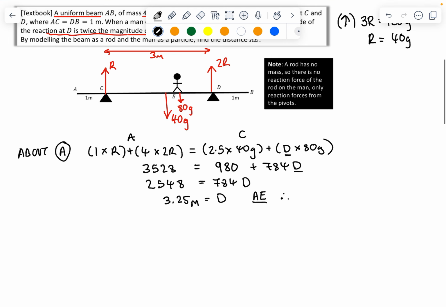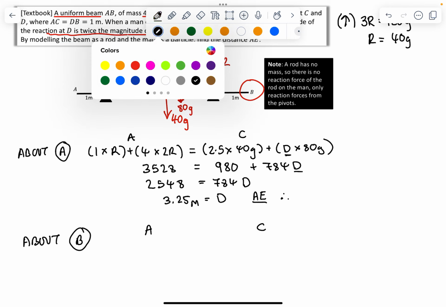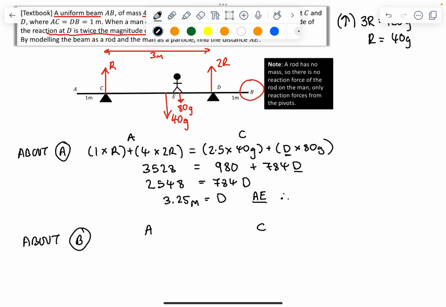Okay. What if I didn't pick A? So let's pick B. I'm going to do the same thing, splitting my forces at A and C. So now remember, we are working from the point B. So now from B, anti-clockwise is going to go down that way. Clockwise is going to go up that way.